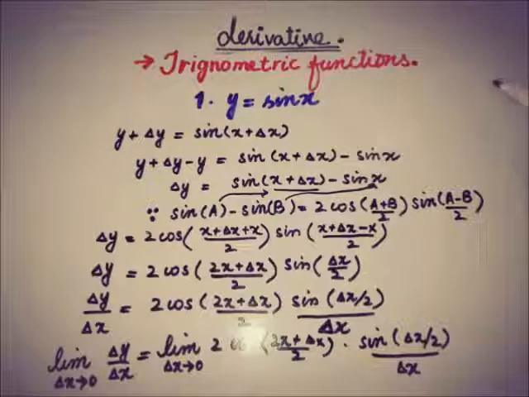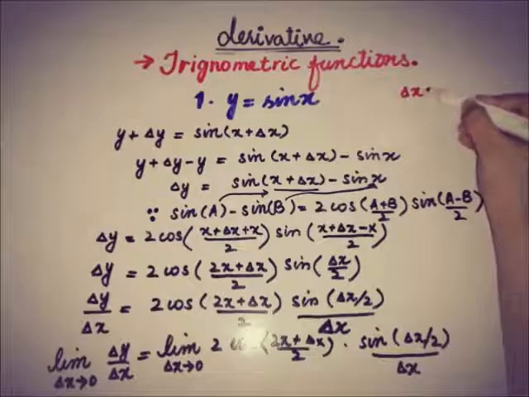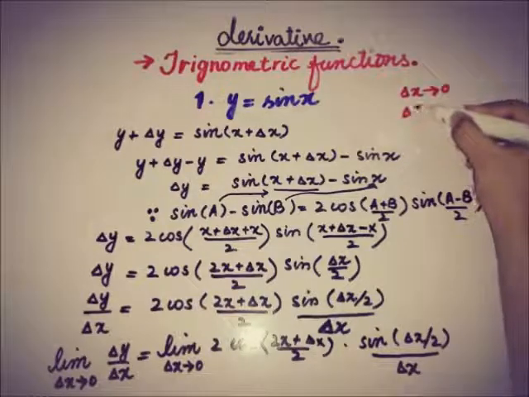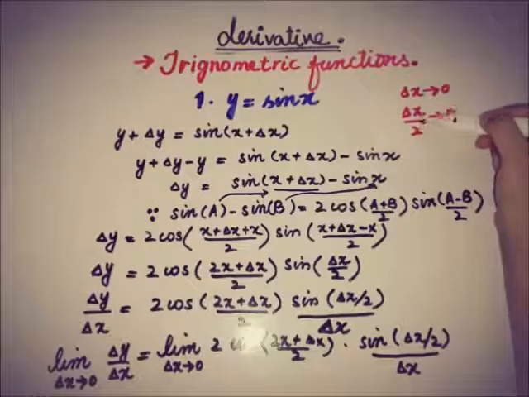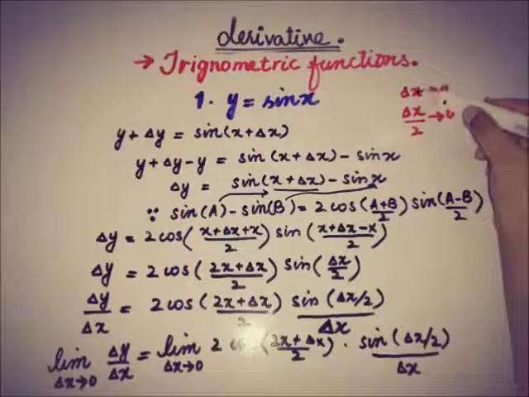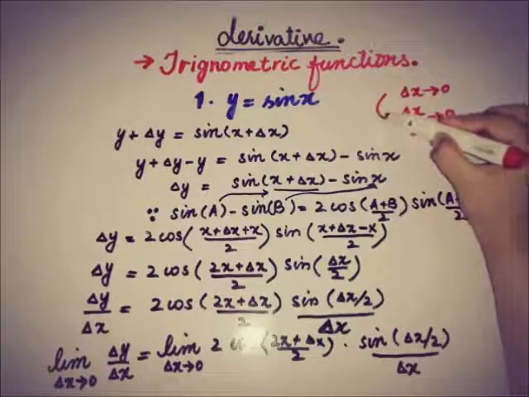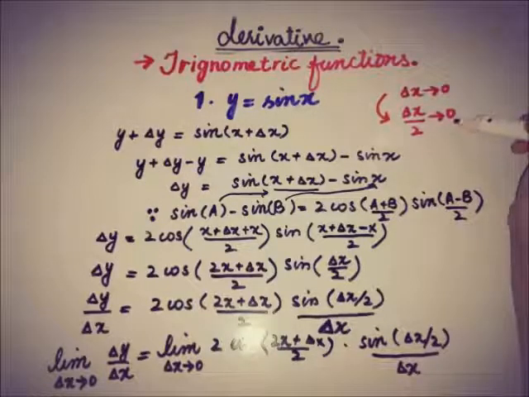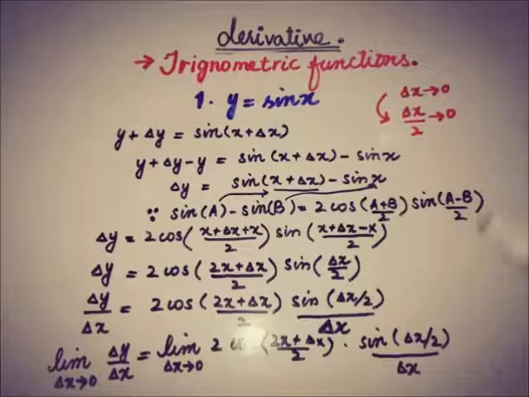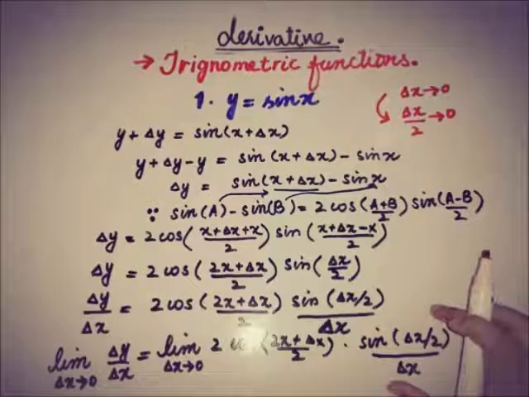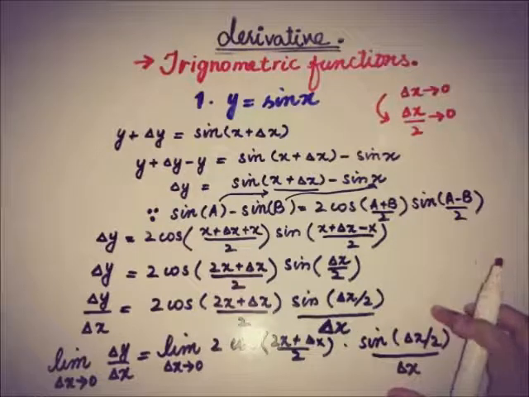As delta x approaches 0, we can also say that delta x by 2 also approaches 0. Why? Because delta x by 2 is a smaller term than delta x, and if delta x approaches 0, then this implies that delta x by 2 also approaches 0. Why do we use delta x by 2 here? Because this expression, by applying limit, would vanish due to the sandwich theorem that we know.